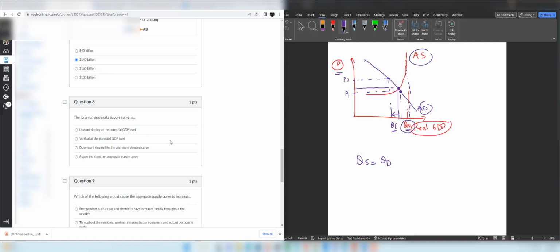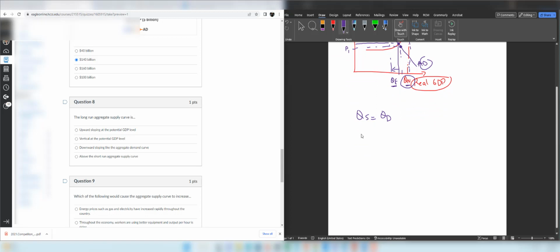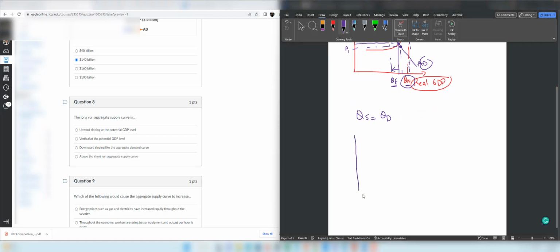Question 8, the long run aggregate supply curve. Remember the long run aggregate supply curve. Let's draw it again. This is our price level, price indices, and here we have the real GDP. The aggregate supply curve is flat in the short run, then starts sloping, and it becomes vertical at the potential GDP. Let's say it's Q1. So let's look at the answers.